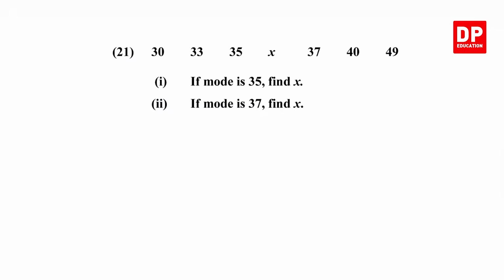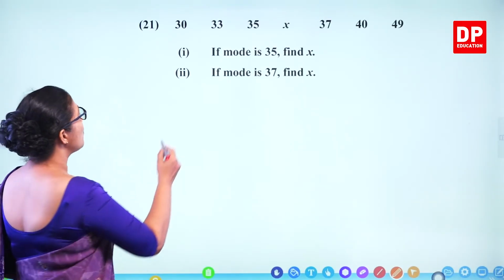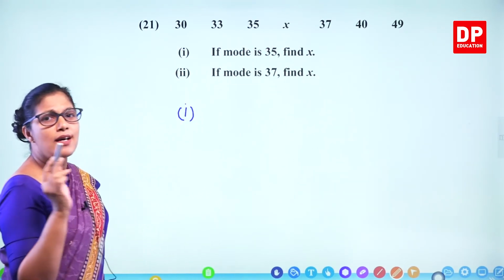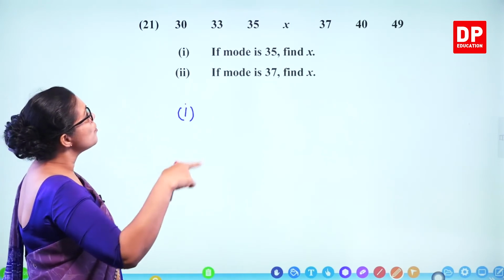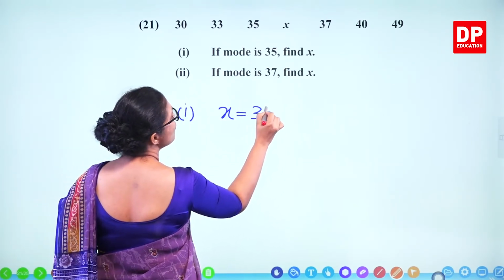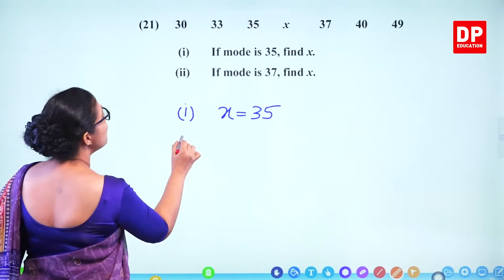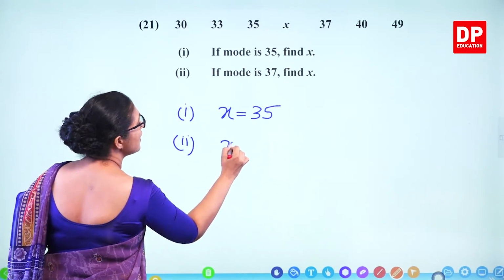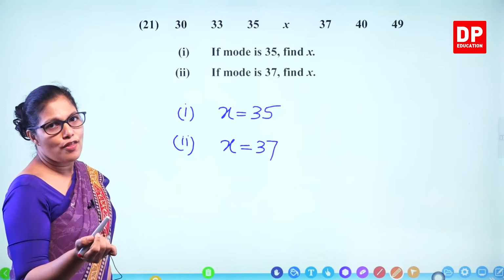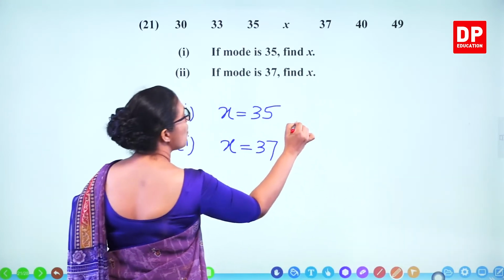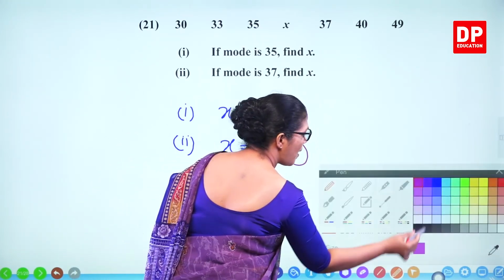Question number 21. If the mode is 35, find x. What is mode? The most frequent value. The values 31, 33, 35, all the digits are just ones. To make the mode, this should appear at least twice. If the mode is 35, x should be 35. If the mode is 37, 37 is just once, so you have to take 37 again. So depending on the mode, the value of x changes. You get 2 marks for this, 1 mark here and 1 mark for the second part.